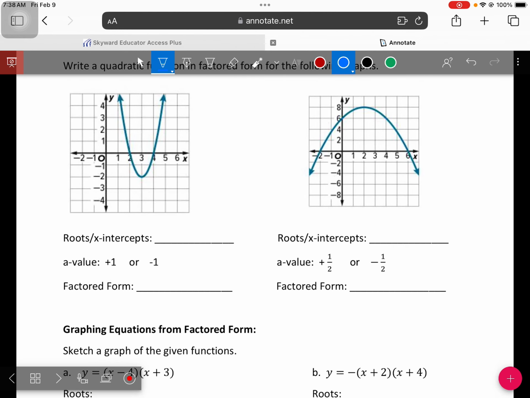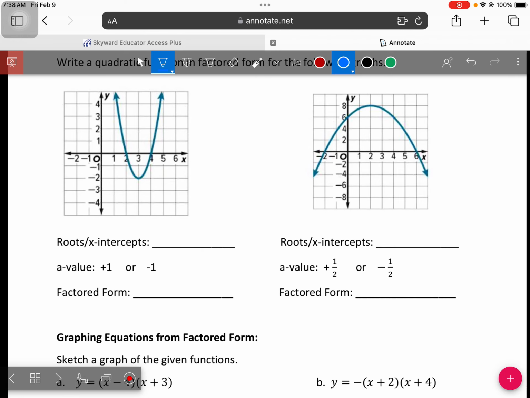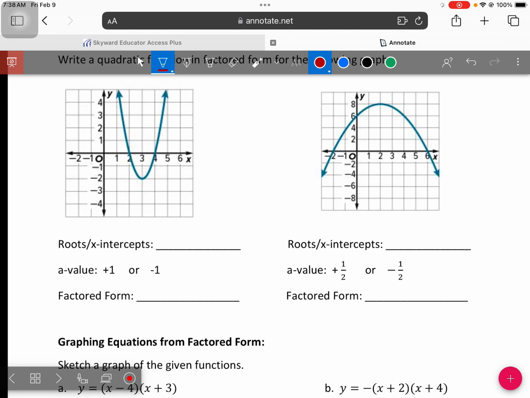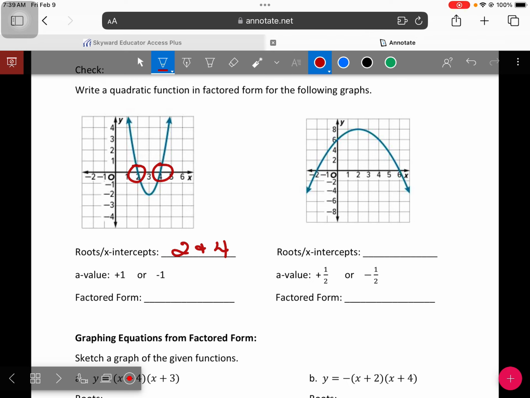What are my roots or x-intercepts, TJ, for that first problem at the top? 2 and 4. Perfect. Circle them. Make it obvious for yourself. Okay. Fiery, what's my A value here? Positive 1 or negative 1? Positive 1. Excellent.